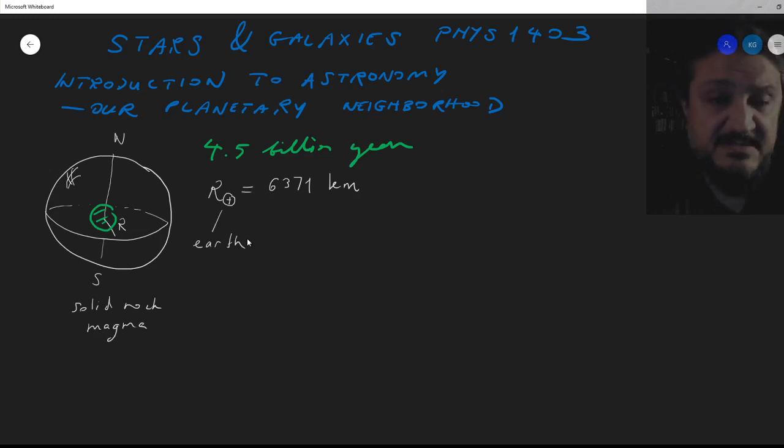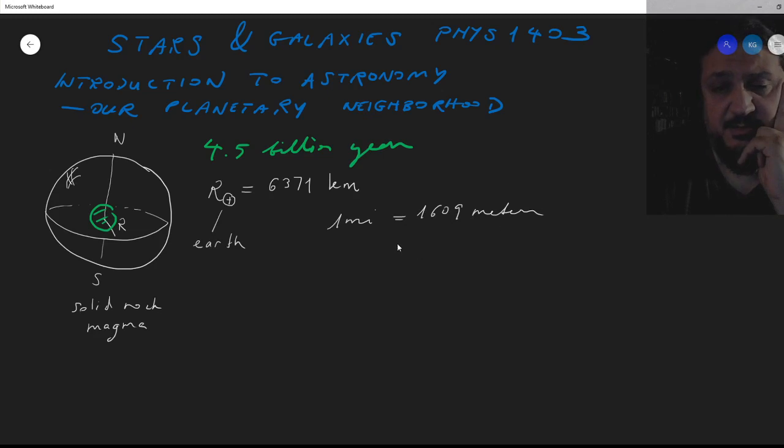So the Earth radius is 6,371 kilometers. Well, you can convert this to miles if you like. You will need a conversion factor. 1 mile is 1,609 meters, which would make 1.609 kilometers. So if you want to convert the radius of the Earth, this number, to miles, you would just have to multiply this by a conversion factor.